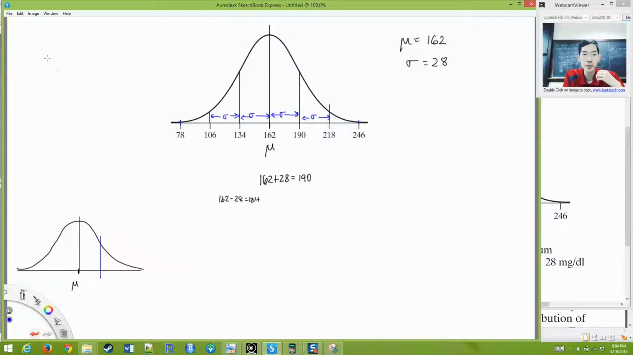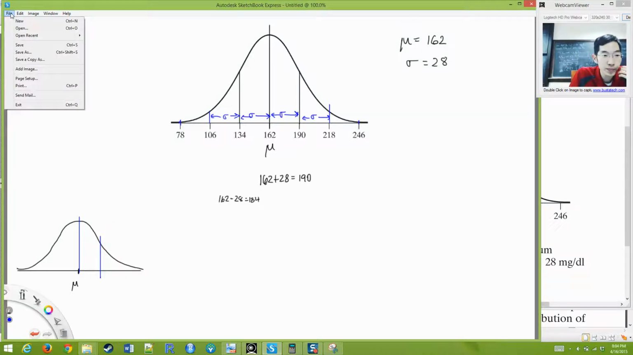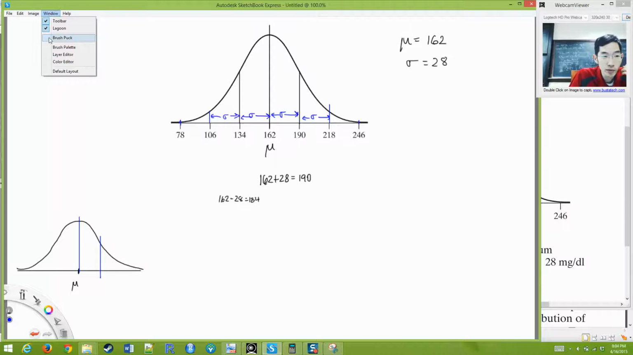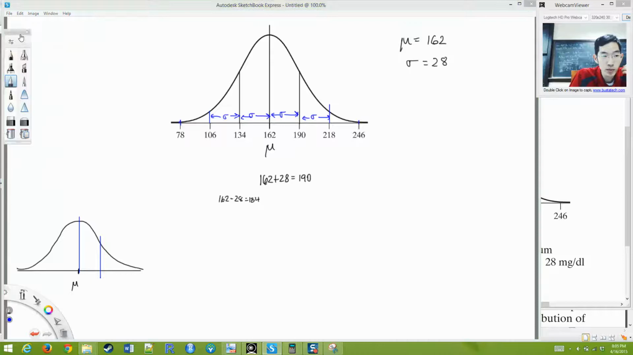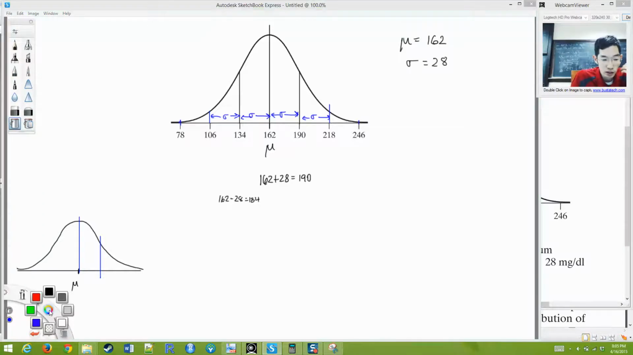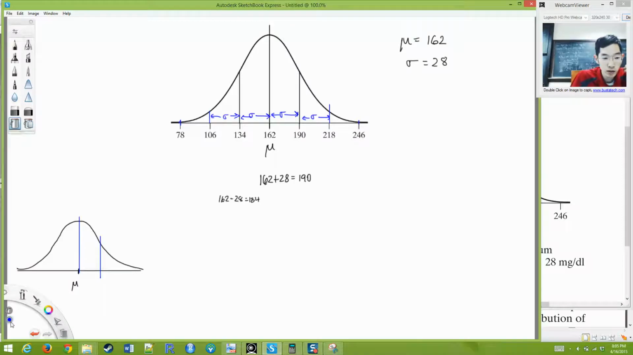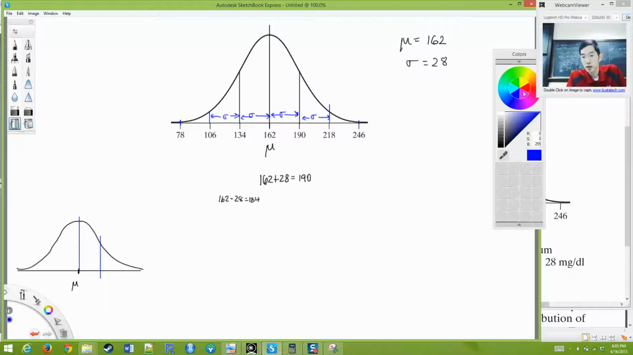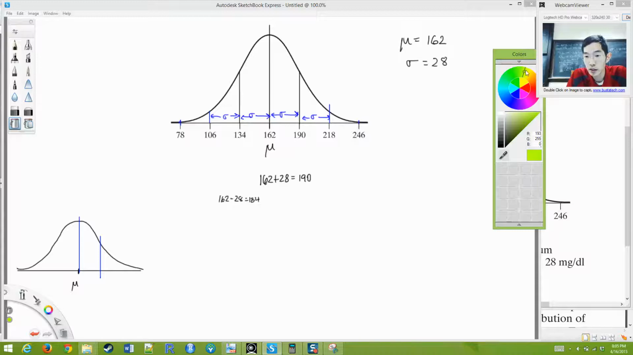Is that okay? And so, where's my brush palette here? Just pick a color here, okay?